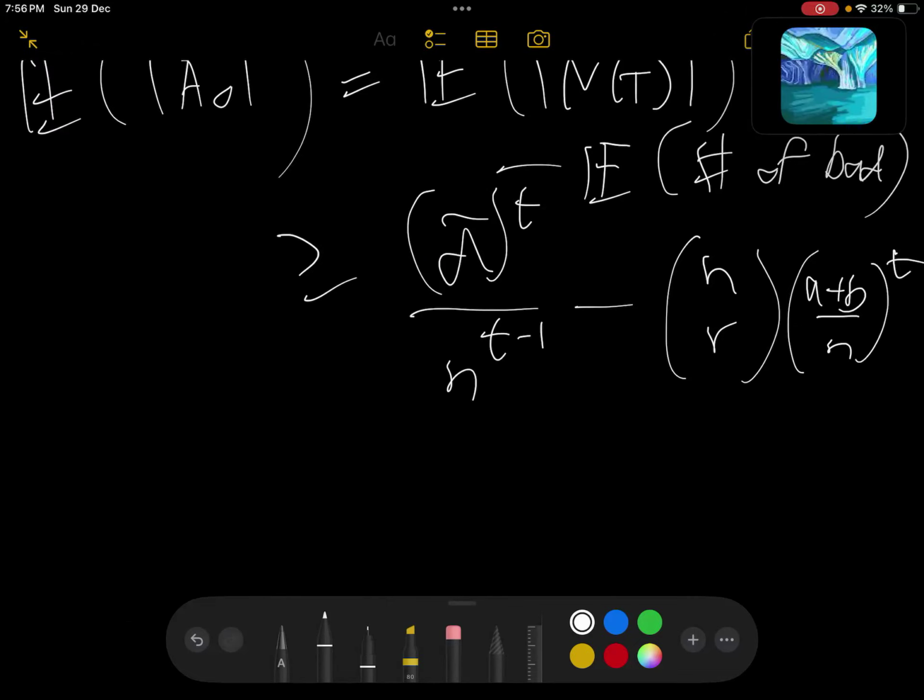All we need is this above quantity to be greater than or equal to A. Then we'll be done. The expectation of A naught is at least A. That means for some value of A naught, it will be at least A. And we'll be done.